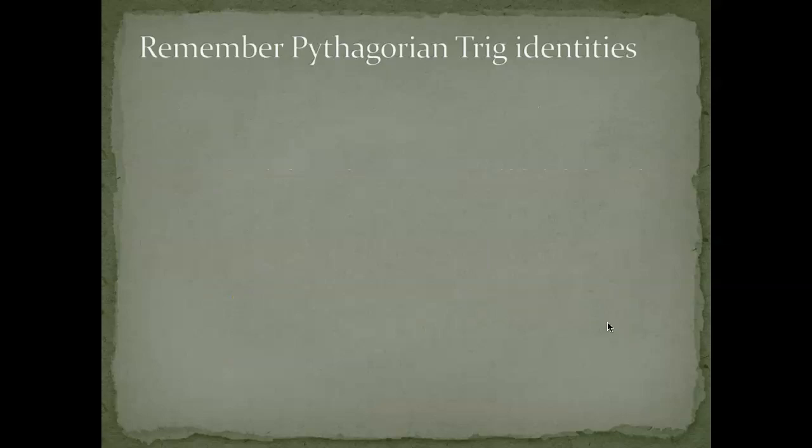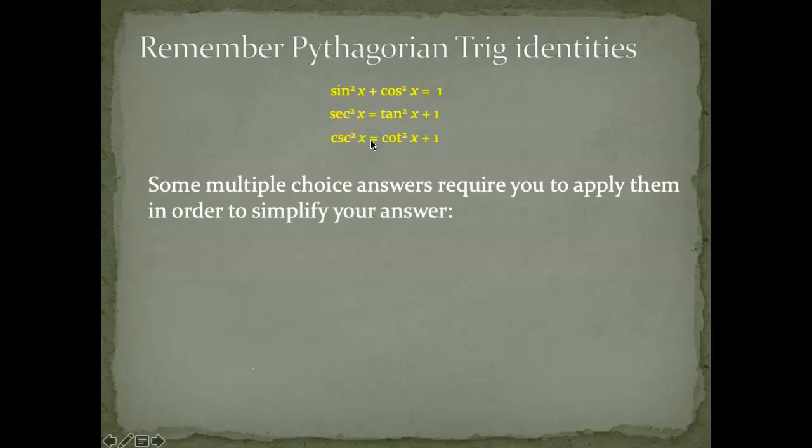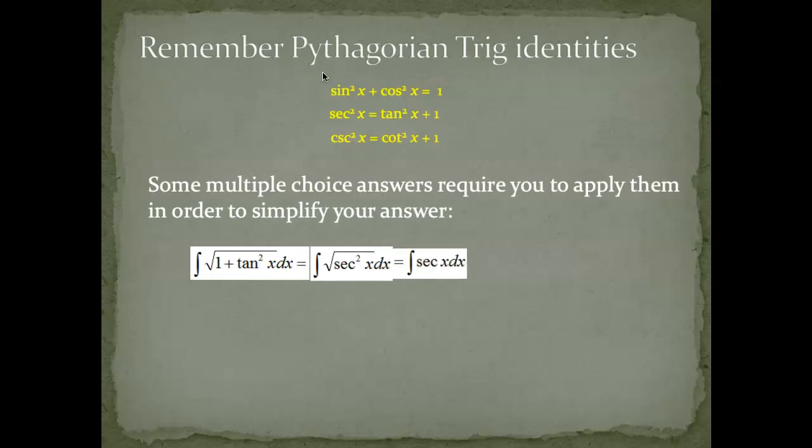So for some of the answers, especially on the test, you're going to need to remember your Pythagorean trig identities, specifically sine squared x plus cosine squared x equals 1. If you were to divide these all by sine squared x or cosine squared x, you can derive these other two equations. And some of the multiple choice answers are going to require these Pythagorean trig identities to simplify your answer. So let's say, for example, that we got the square root of 1 plus tangent squared of x. We could rewrite that as the square root of secant squared, and then the square root and squared cancel to just get the integral of secant x.